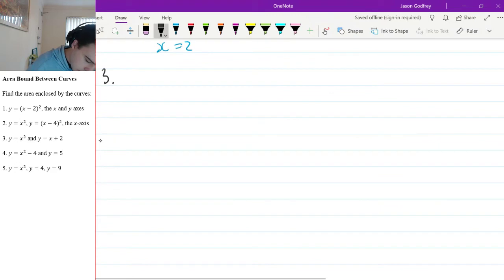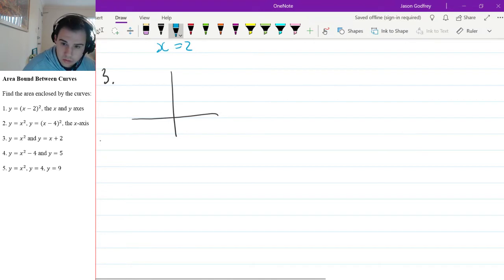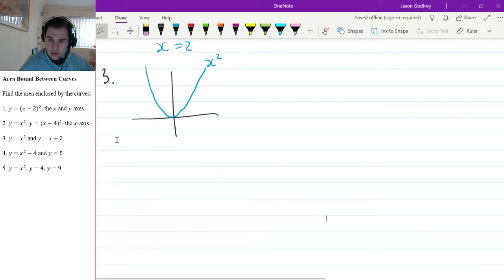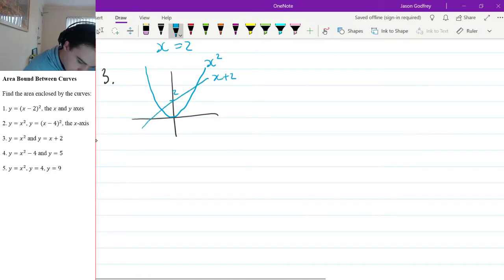So let's draw a diagram of this and see what it looks like. So y equals x squared will just be a parabola, and y equals x plus 2 will be a straight line. Plus 2 will be the y-intercept, and it's got a gradient of 1. So it's going to look something like this. So the reason that's all the information we need is because when we graph these 2 curves, you can see that they automatically create a region together.